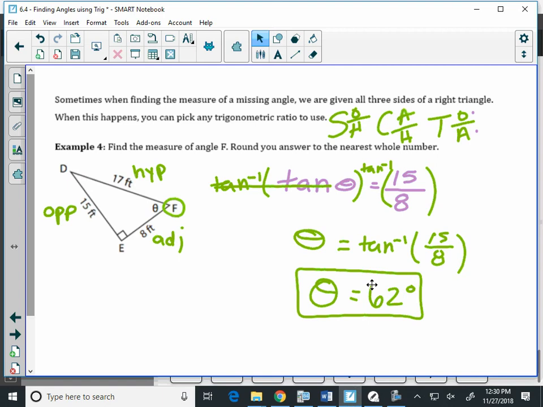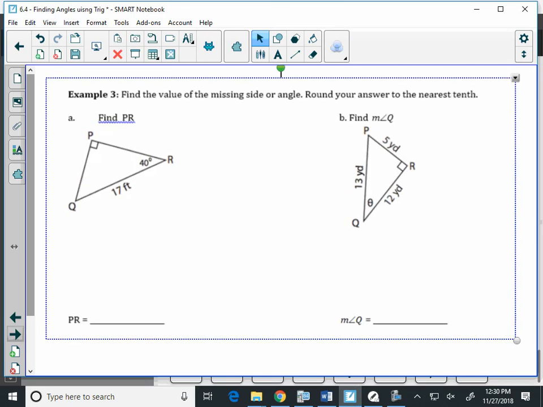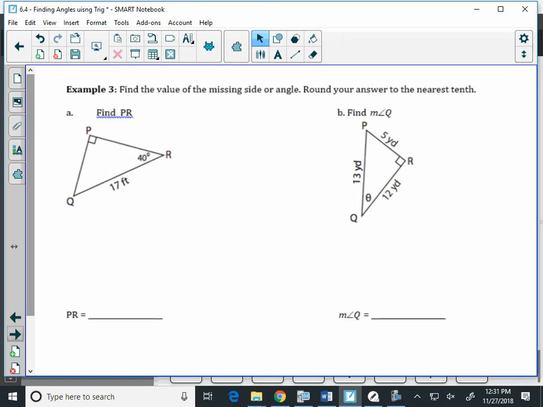So now this bottom example, it's kind of how things are going to be on the practice you're going to do tomorrow and on your quiz. It's going to be all jumbled. So you have to remember which method you use to solve based off if you're finding an angle or a side. Okay, so we take a look at A. We want to find PR.